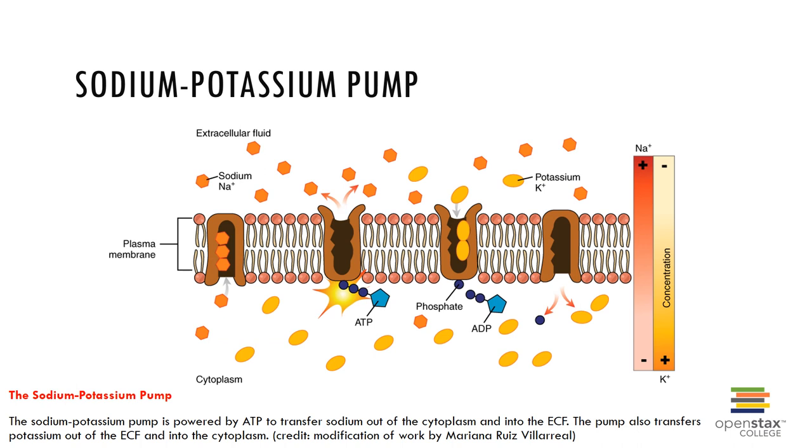And we create a gradient, a higher concentration of sodium outside the cell than inside the cell. And this is important because we can use that gradient that we've established to then transport other things either into or out of the cell. Again, we must expend energy in order to do this.